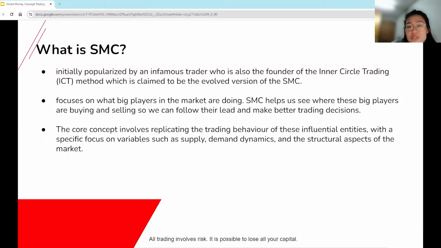SMC helps us to see where these big players are investing. These big players, which are often called the smart money, include large institutions like your banks and your hedge funds, who have a lot of money and power to influence the markets. So SMC helps us to see where these big players are buying and selling, so we can follow their lead and make better trading decisions. The core concept involves replicating the trading behavior of these influential entities, with a specific focus on variables such as supply, demand dynamics, and the structural aspects of the market.